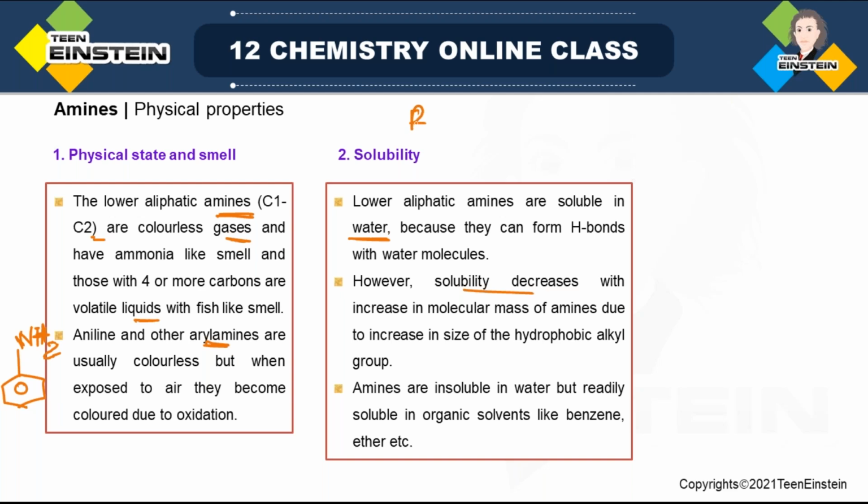So in general, if I write RNH2, the NH2 part is fixed. In R, suppose it is methyl, it is very simple, but as you move to ethyl, propyl, butyl, towards a higher hydrocarbon chain, obviously the hydrophobic alkyl part is increasing. So though hydrogen bond formation is still possible, because you still have 2 NH bonds, the other factor, the hydrophobic part, is increasing. Because of that factor, the overall effect is that solubility will decrease.